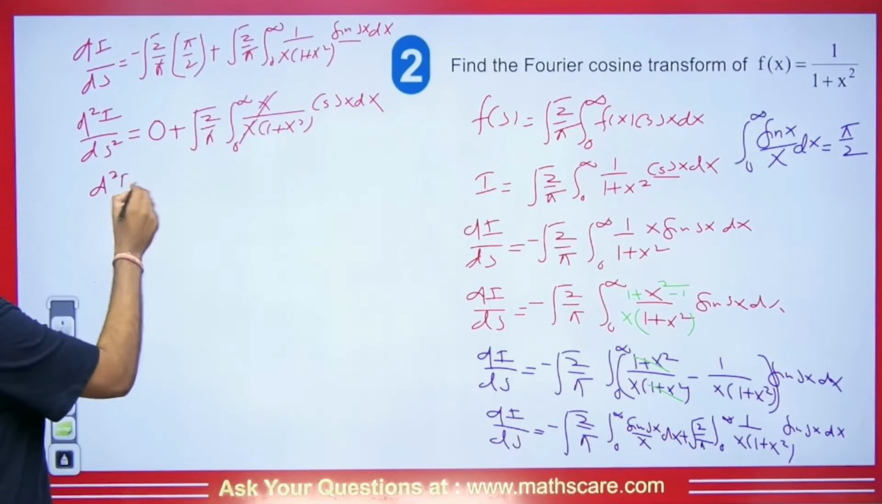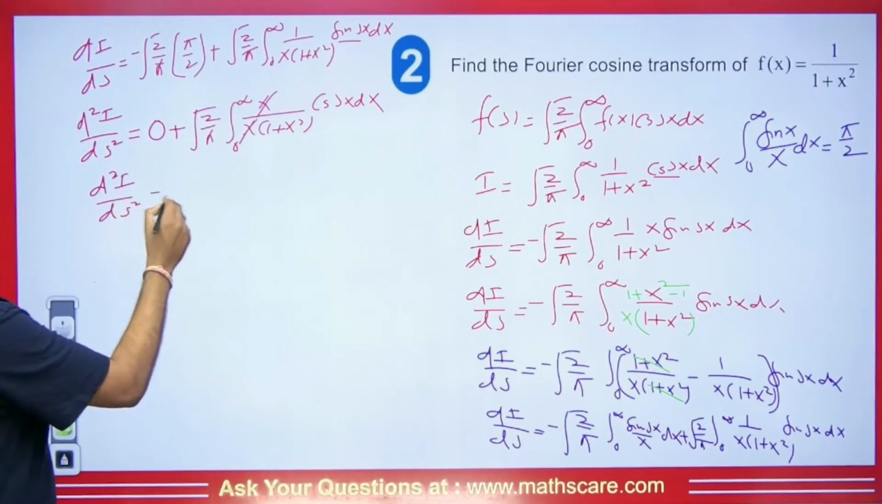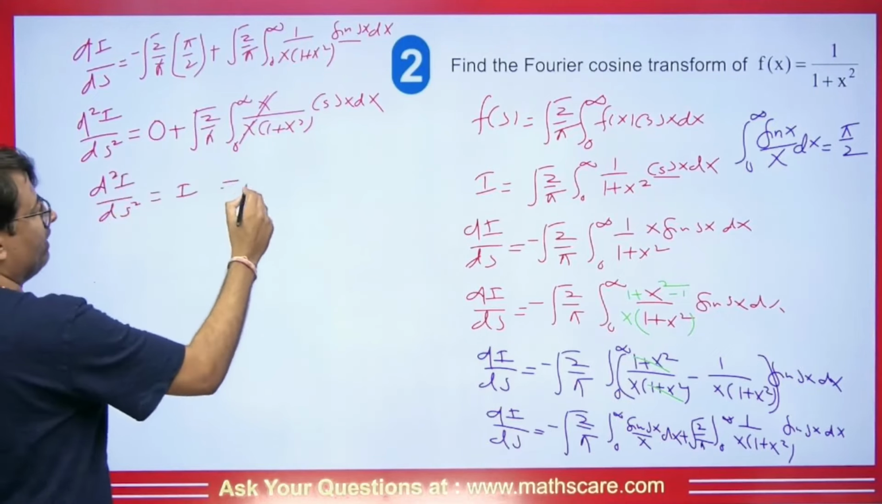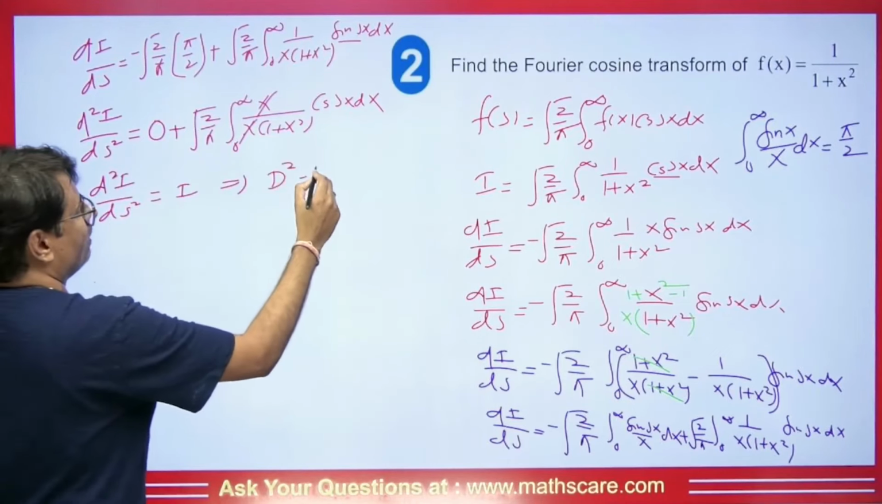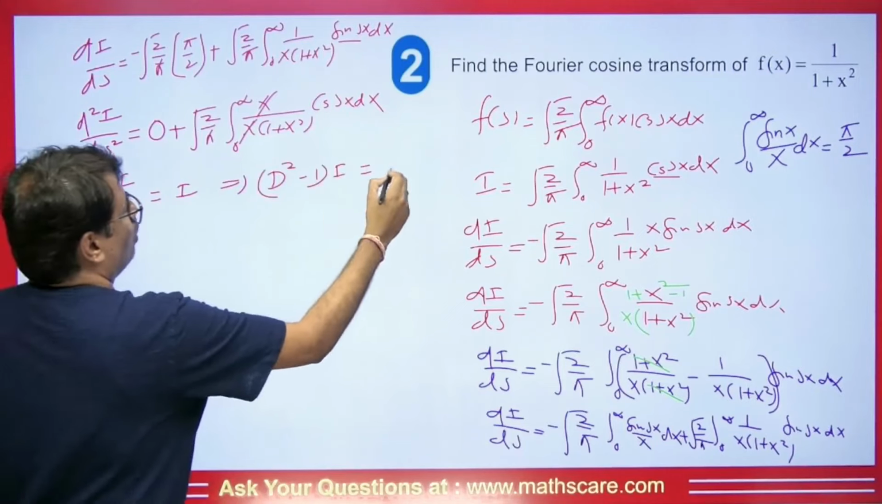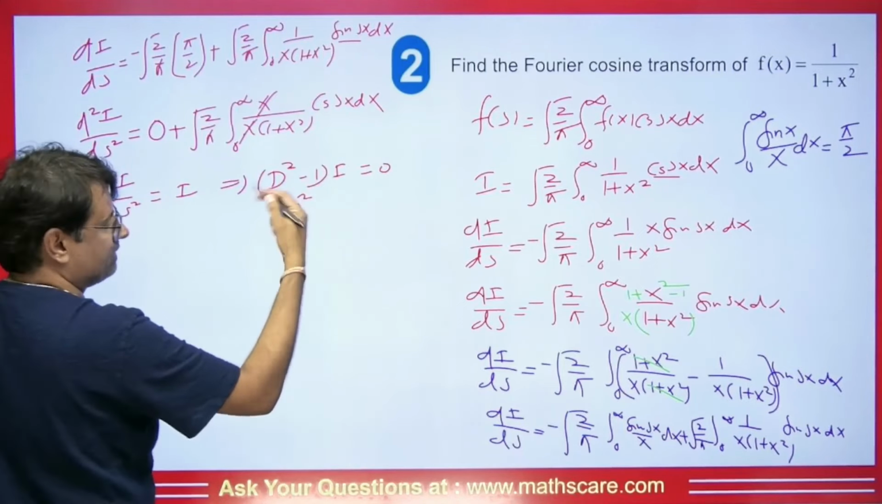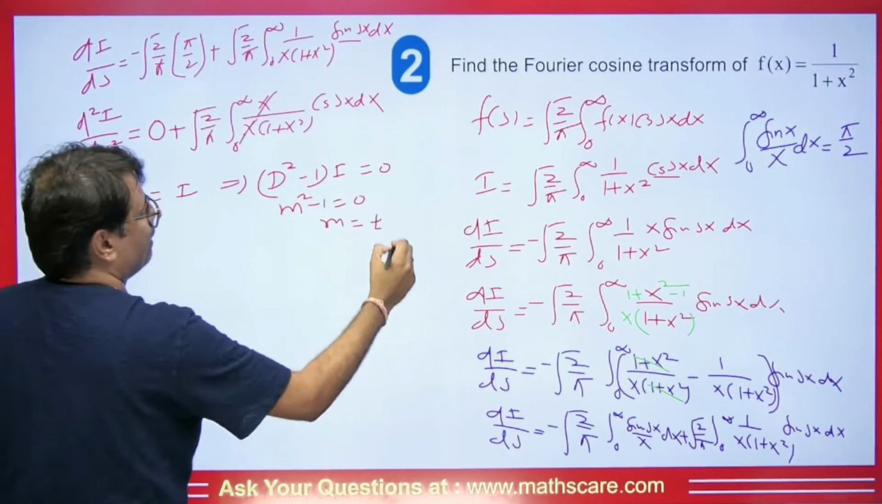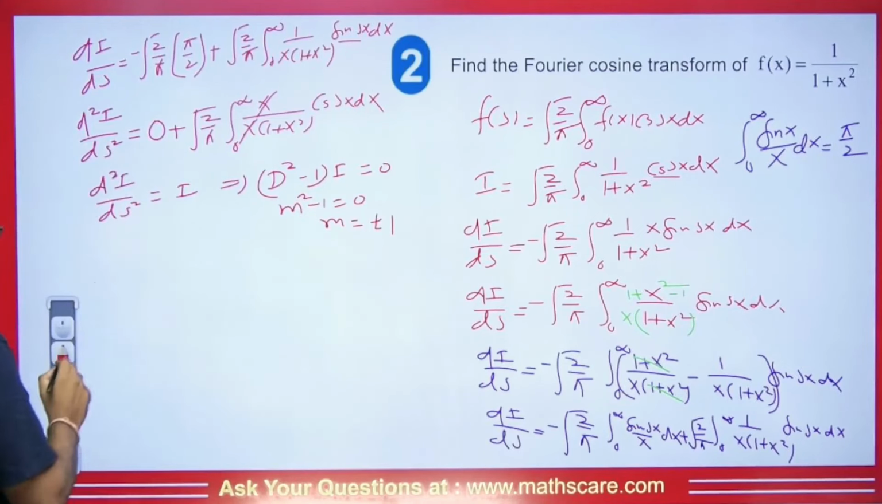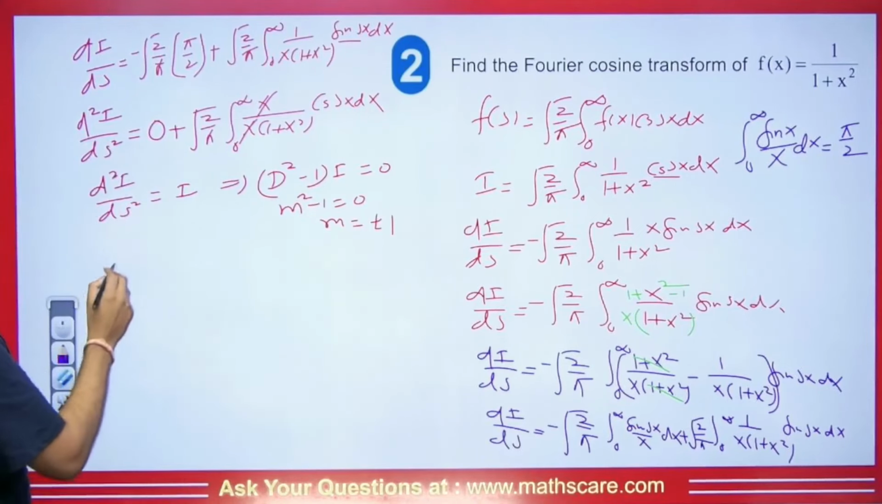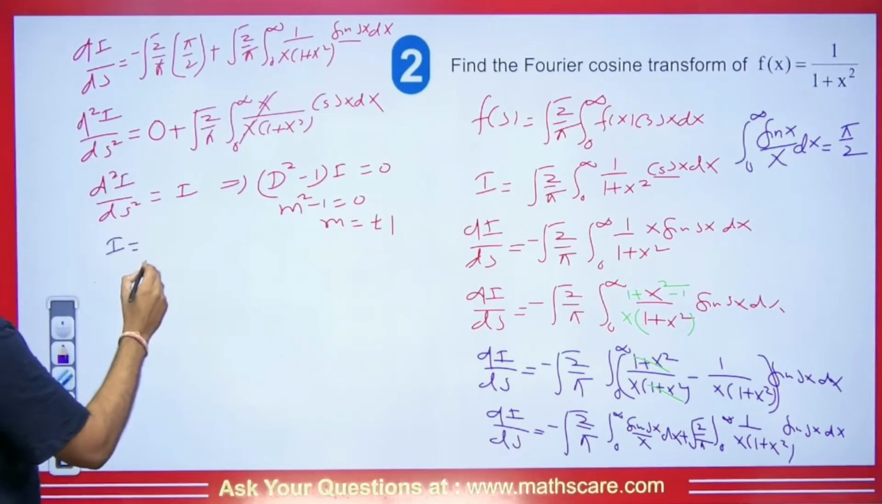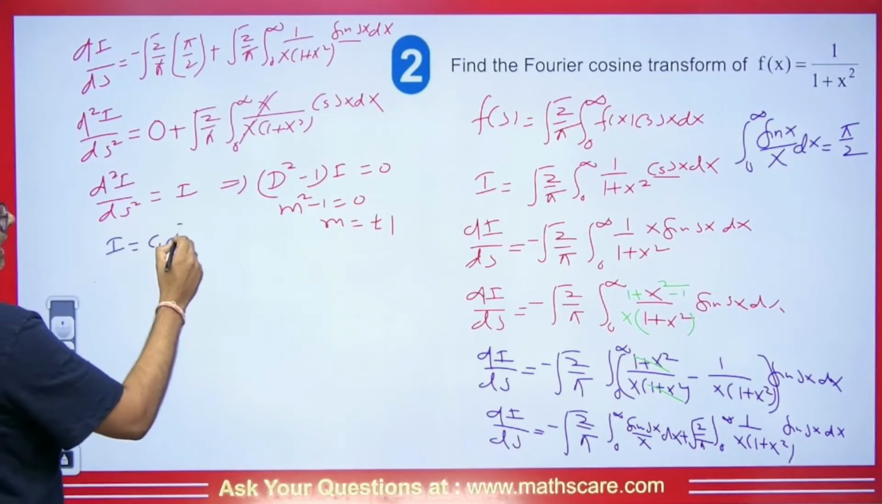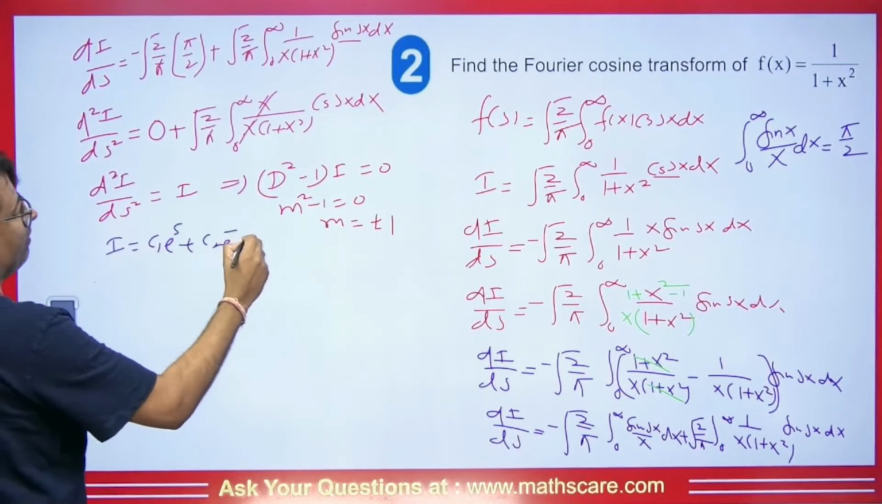So we will get d2I by ds square is equal to I. Now we will simplify this and in the process we will get a differential equation of this type. We already know that we will need to formulate the auxiliary equation right here. So the value of m will come out to be either positive or negative 1. After solving this question, we will obtain the value of I, that will be c1 e to the power s plus c2 e to the power minus s.